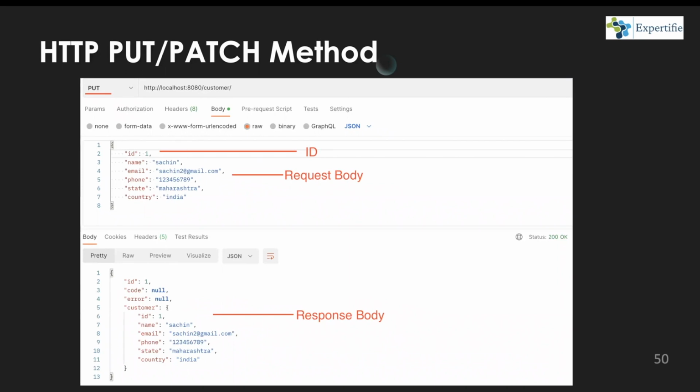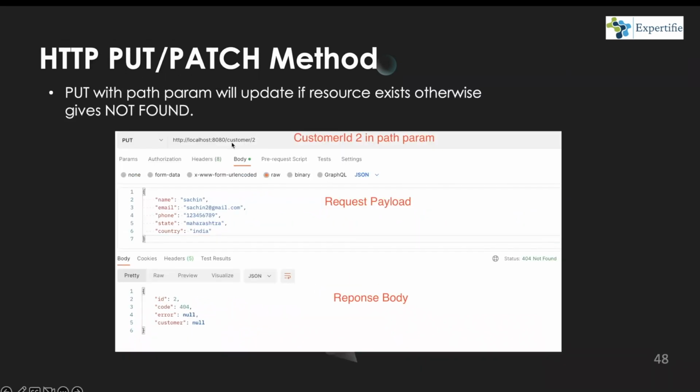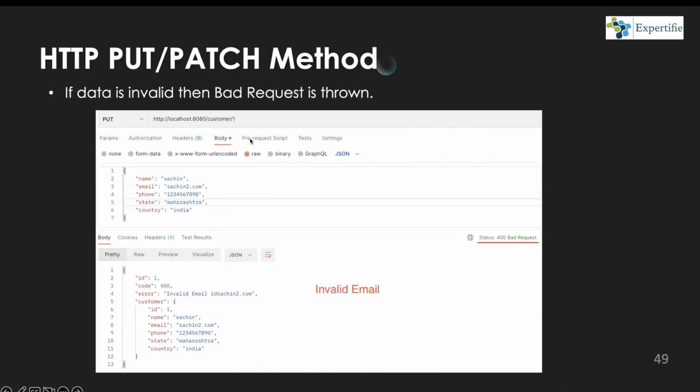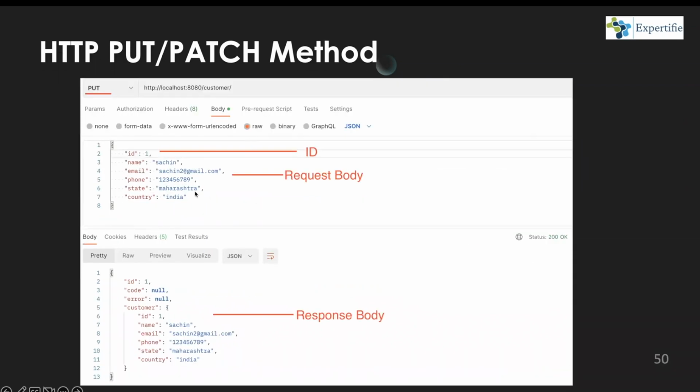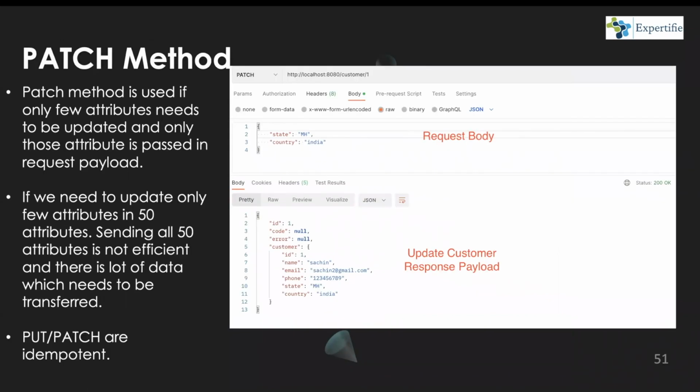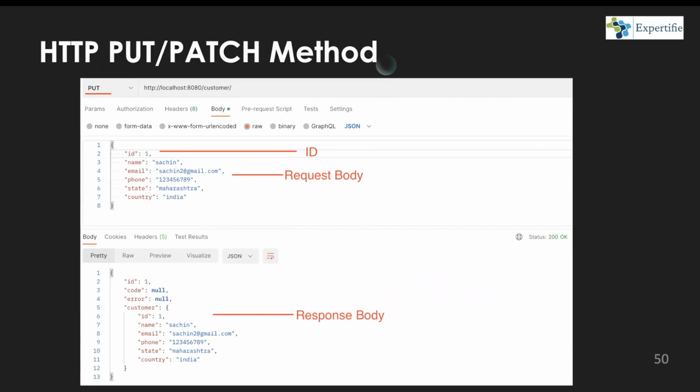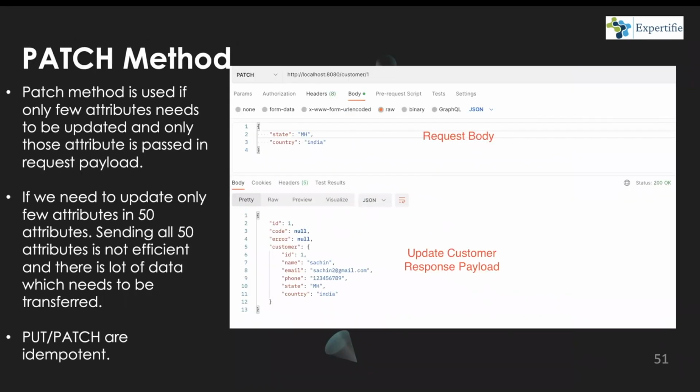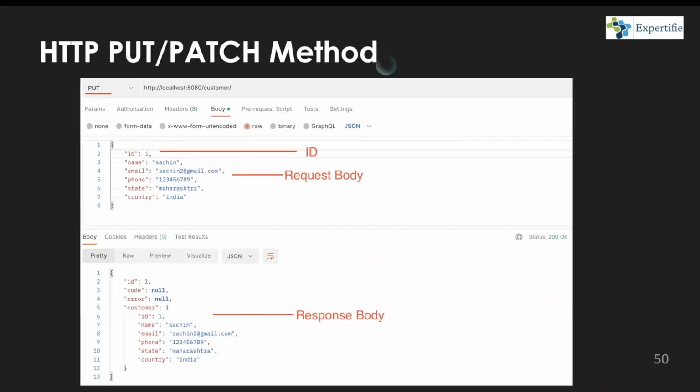This was the first way, where we had provided the ID in our path parameter. But let's say we provide that as a part of request payload. If everything is good, then it would update that resource. Otherwise, if there is something which needs to be corrected, it would throw an appropriate response to a client. And yeah, so this was all about put method.